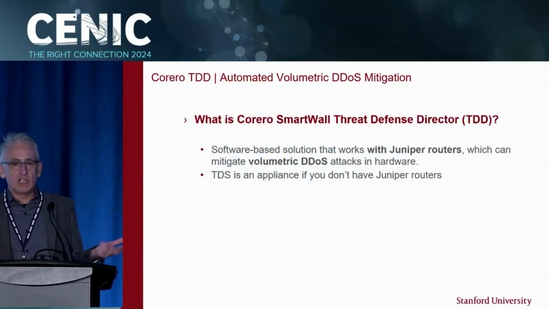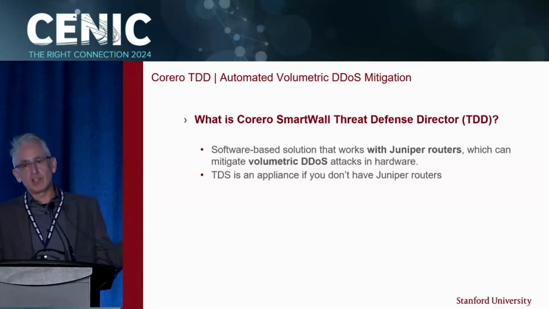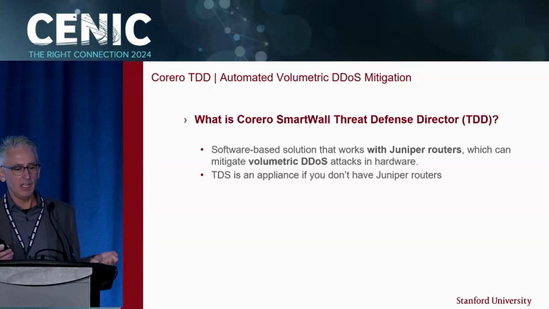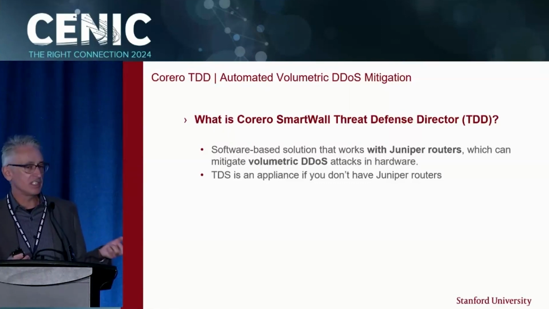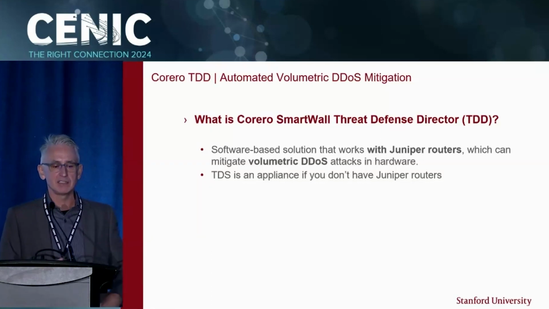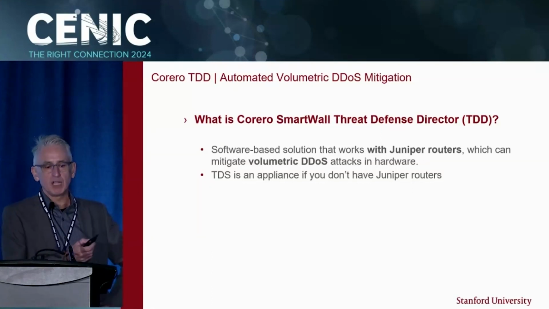So what is Corero Smartwall Threat Defense Director? That's a mouthful, so I'm just going to call it TDD. It's a software-based solution that works with Juniper routers, which can mitigate volumetric DDoS in hardware. And it does this because of the Trio-based chipset that exists within the Juniper MXs. And like I mentioned, there's an appliance as well.